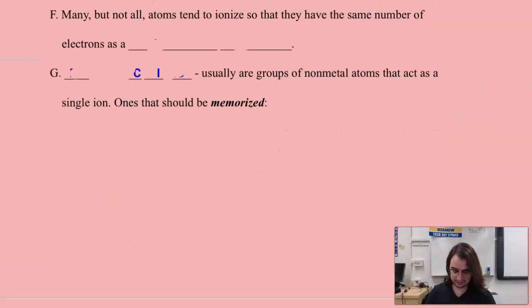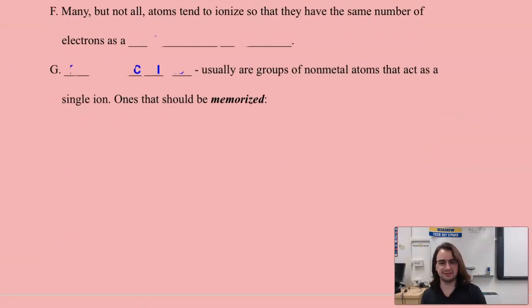So this is happening because all atoms, most, not all of them, are trying to become like noble gases. We've talked about this a lot. When we were learning about our charges, we always said everything wants to dress like a noble gas. So everybody's trying to look like the noble gases.